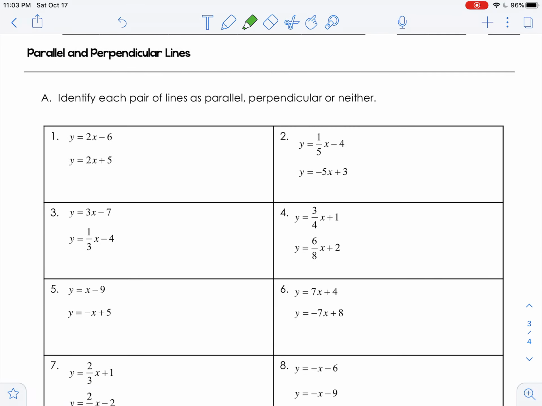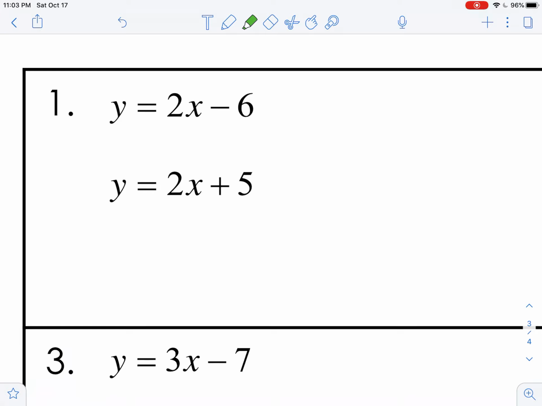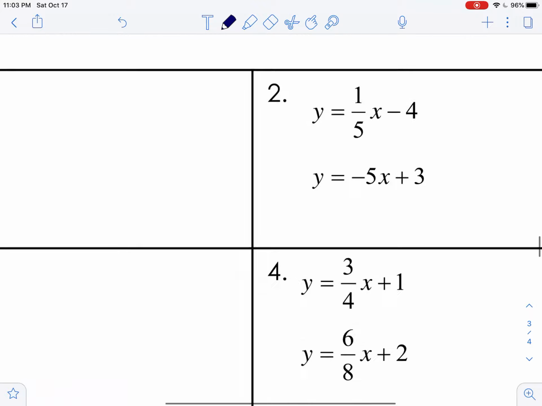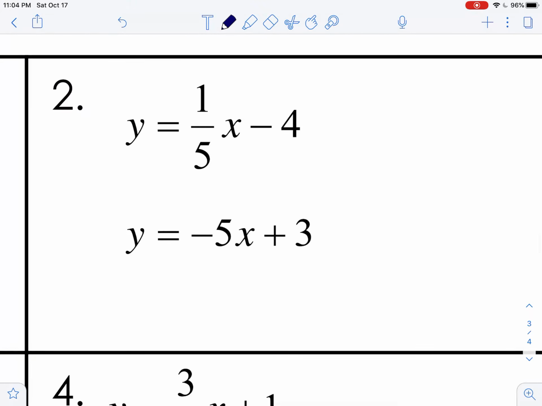So let's scroll it on down and let's take a look at this. This is identify a pair of lines, whether they're parallel, perpendicular, or neither. So I'm going to take a look at this guy, and I'm going to look at the slope. Since the slopes are the same, these guys are parallel. Number 2. Okay, let's take a look at the slopes here. We got 1/5 and we've got -5. So this one's positive, this one's negative. Sweet, so we know it's not parallel.